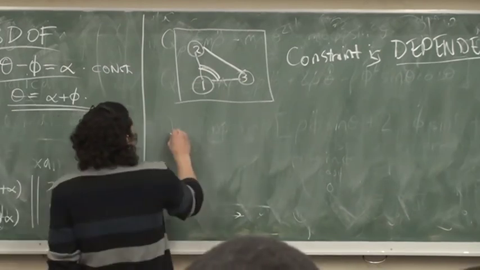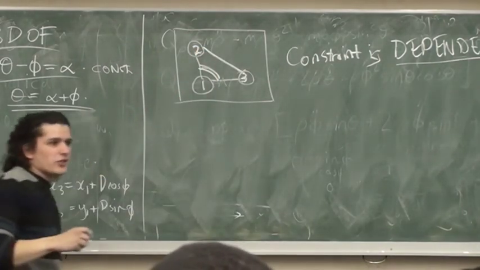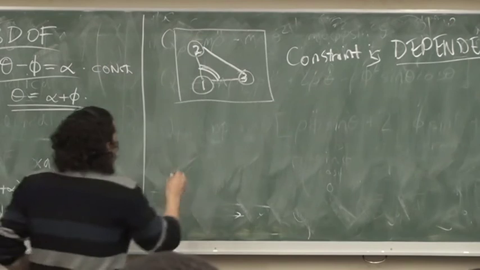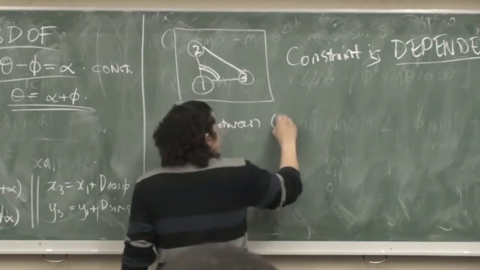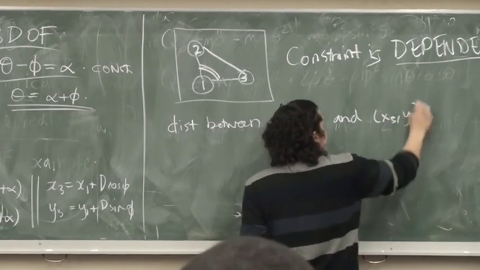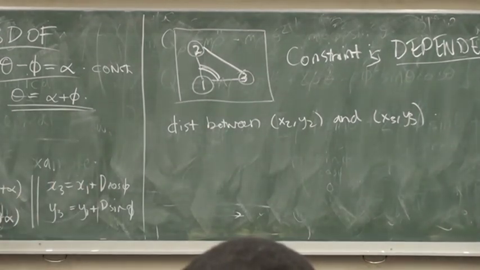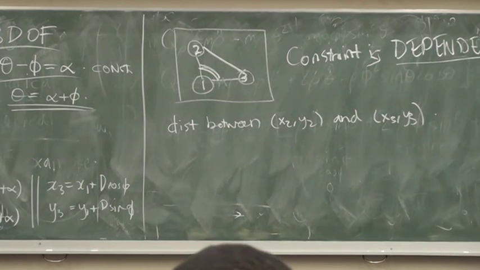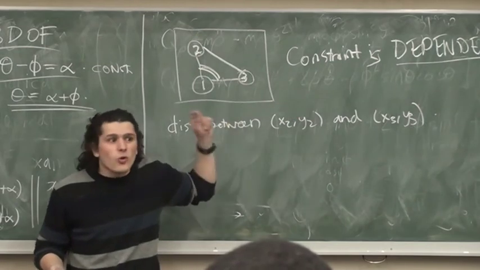I want you to work out the distance between particle 3 and particle 2. This can be an exercise, I'm not going to do it now. You need to work out the distance between x2, y2, and x3, y3. If you work out this distance in this picture with these coordinates, you'll realize that it is already fixed, already constant, independent of all of my coordinates. This constraint doesn't tell me anything I didn't already know.